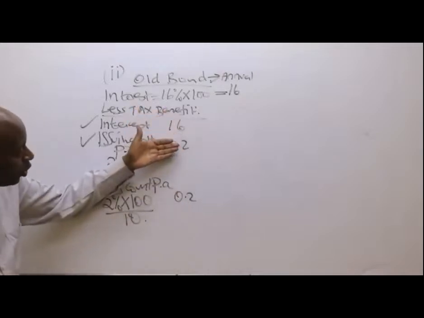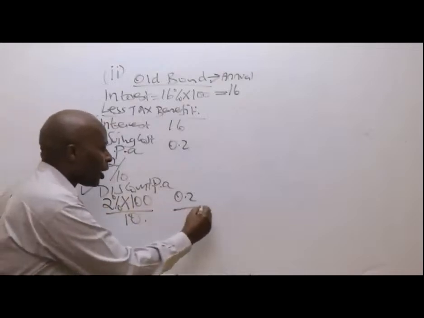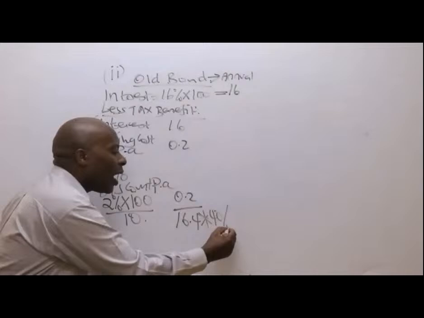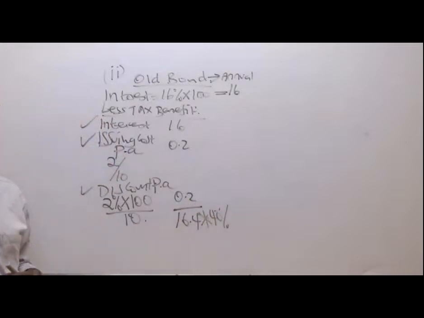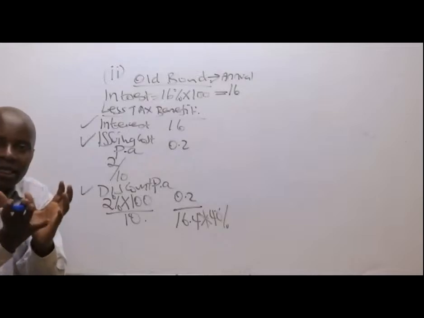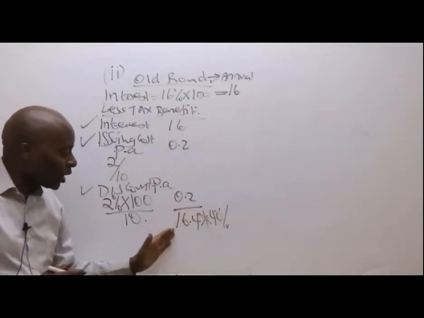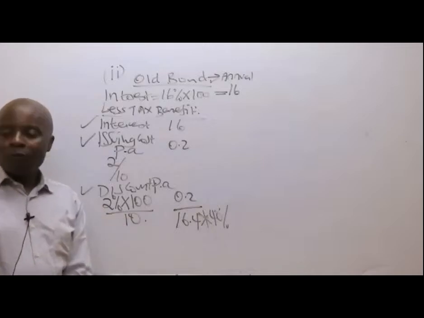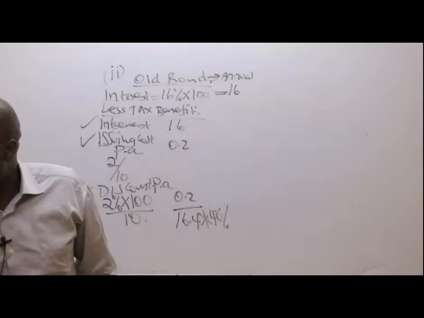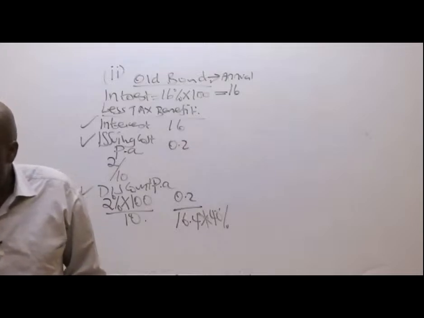So could you kindly give me the total qualifying expenditure? 16.4 is the total qualifying expenditure, of which the government can only allow you to claim the corporation tax rate of the total qualifying expenditure. The corporation tax rate has been given in the question as 40%. So what is 40% of 16.4? I'm being given a figure of 6.56.